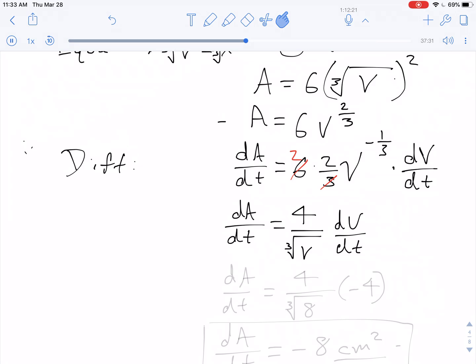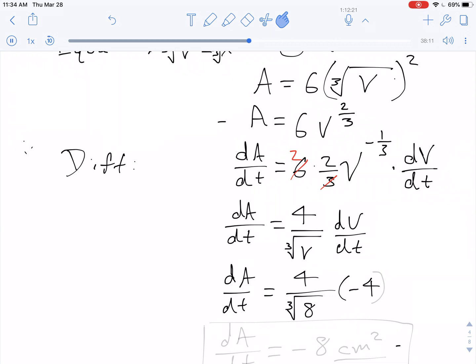So now I need to go back and think about what I have and what I'm looking for. I was looking for dA/dt. I am given dV/dt, which was negative 4 centimeters cubed per second. Are we given the volume? Yes, we are given the volume as 8. So I have everything I need. dA/dt is equal to 4 over the cube root of 8 centimeters cubed, and dV/dt is negative 4. I didn't forget the negative this time.